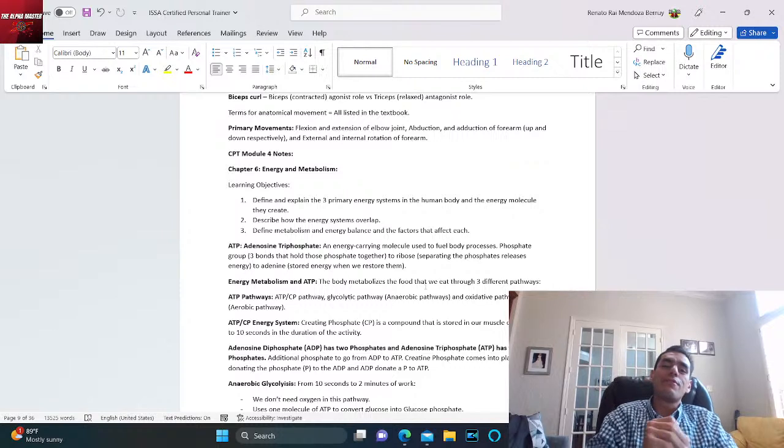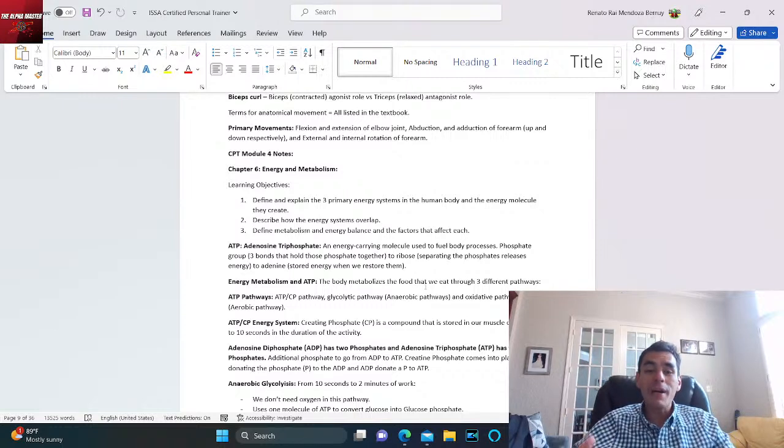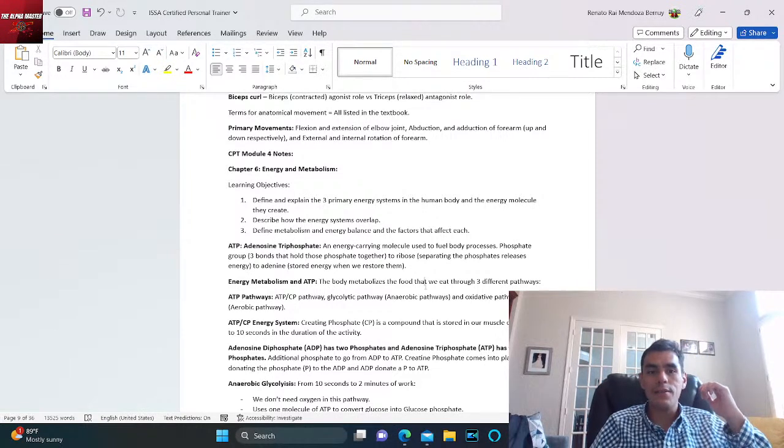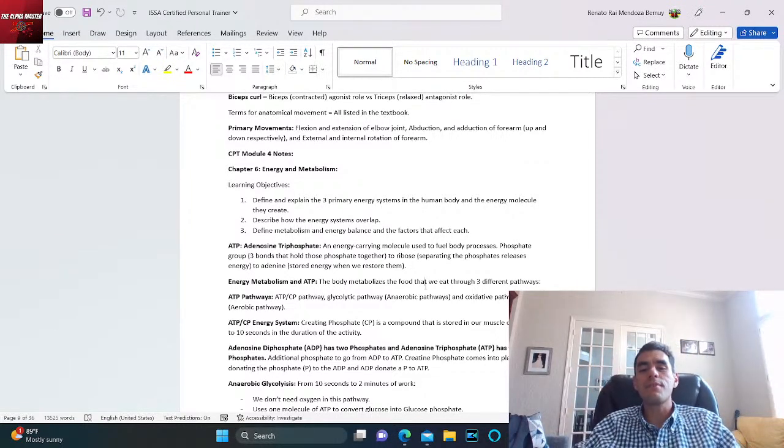Energy and metabolism, chapter 6, learning objectives: define and explain the three primary energy systems in the human body and the energy molecule they create. Describe how the energy systems overlap, and define metabolism and energy balance and the factors that affect each. So those are the learning objectives. I have ADHD, so I have to read it twice.